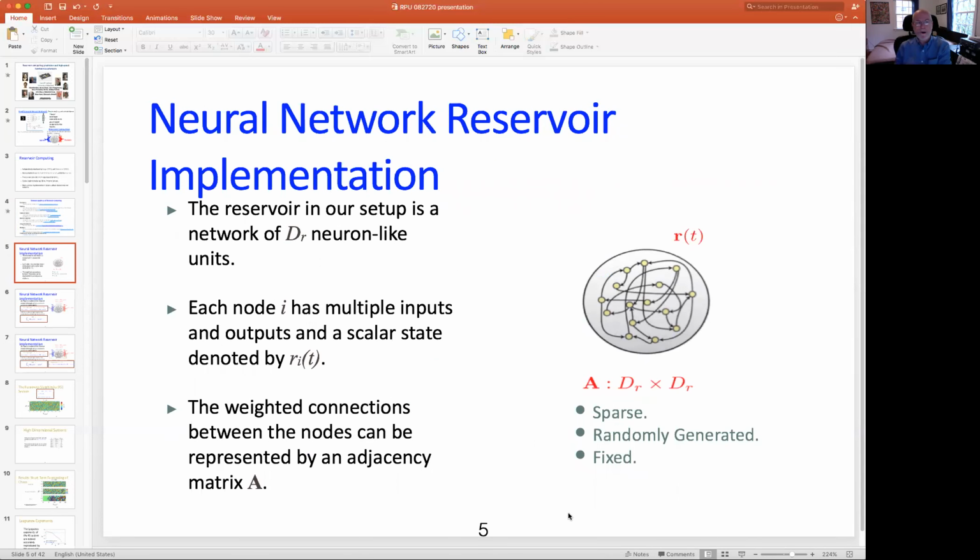So again, the main component of reservoir computing is this high-dimensional graph of nonlinear nodes. The state of the graph is then given by this vector R of t. So R has just a single real number at each node, and over time that information is processed nonlinearly and fed forward to other nodes in the graph. The connectivity of the graph is specified by an adjacency matrix A, and generally these graphs are sparse, often randomly generated, and are fixed during training. So there's nothing about the reservoir that actually changes during the training.